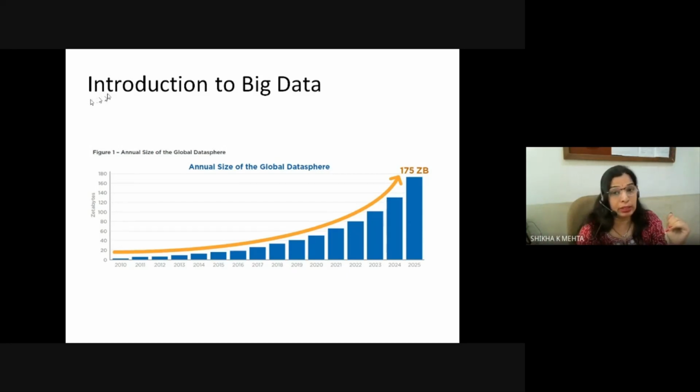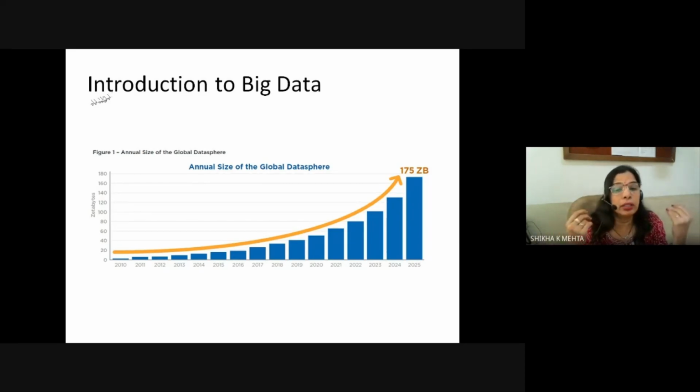And according to the studies, we are living in a data age. That is the global data sphere we are talking about. You can see over here the amount of data that is expected to increase. In 2010, the data was merely 2 to 4 zettabytes, and in the last 10 to 12 years we can see how the data is growing. It is almost doubling or more than double, and it is expected that by 2025 this is going to be around 175 zettabytes of data. So we need to be prepared for handling this amount of data.